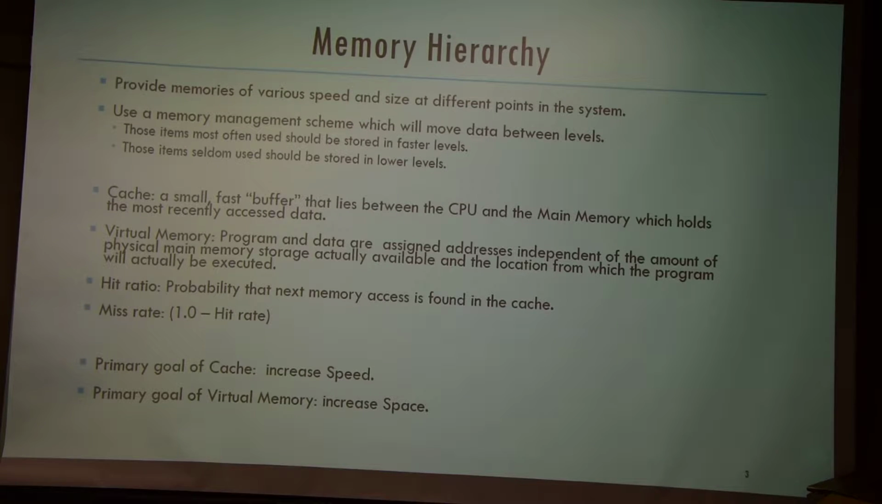Effectively it provides memories of various speed and size at different points in the system, and we use a memory management scheme which will move data between the levels, and those items that are most often used, you would like them to be stored at the faster levels and others at the lower levels. So the cache is just a small fast buffer that lies between the CPU and the DRAM essentially, and it holds the most recently accessed data. That's what you would like to have, because that is a good predictor for the future, and you assume that you will reuse that data all the time and update it all the time.